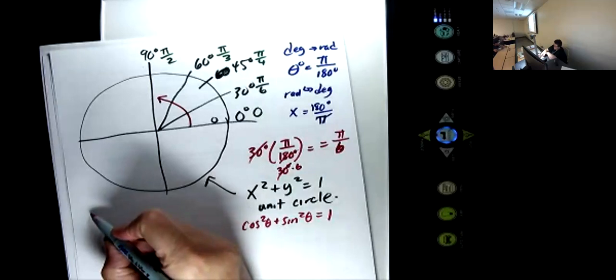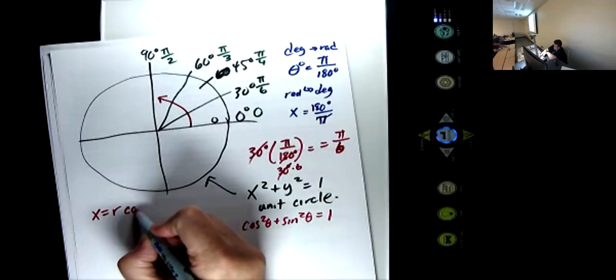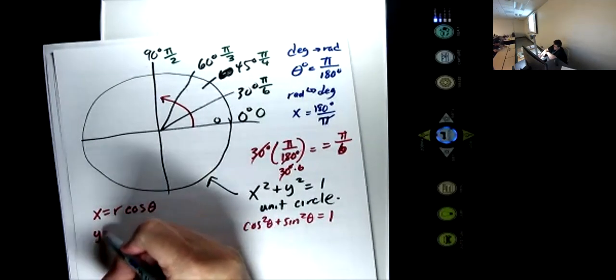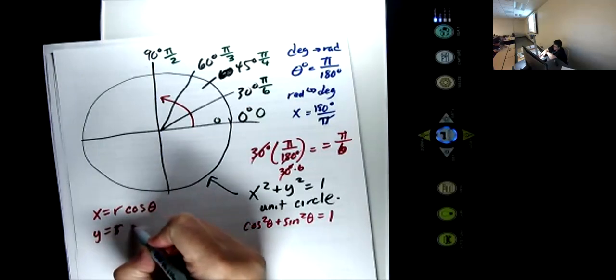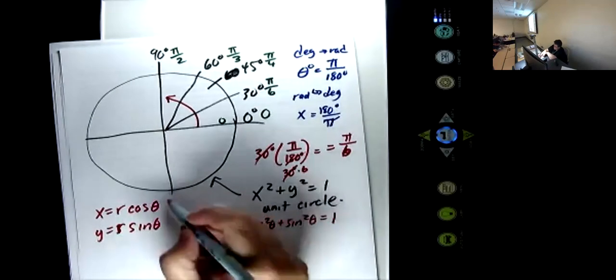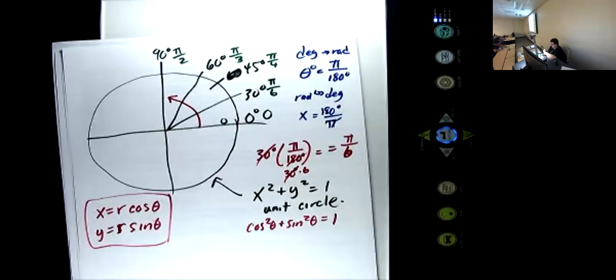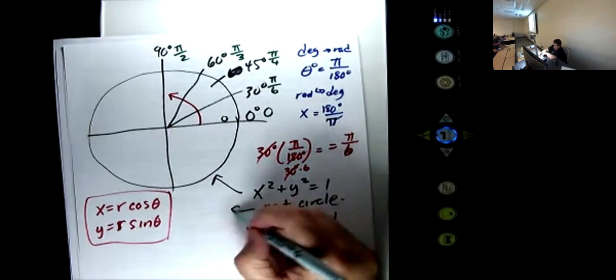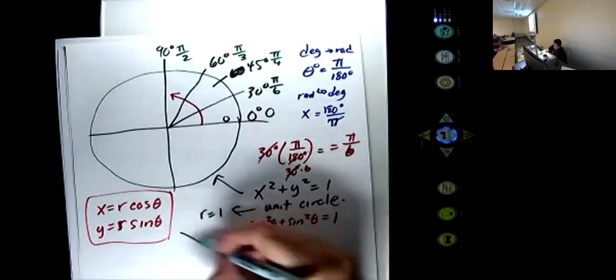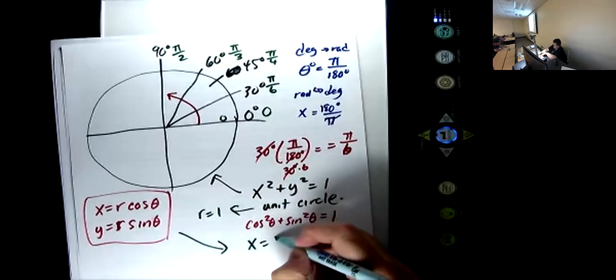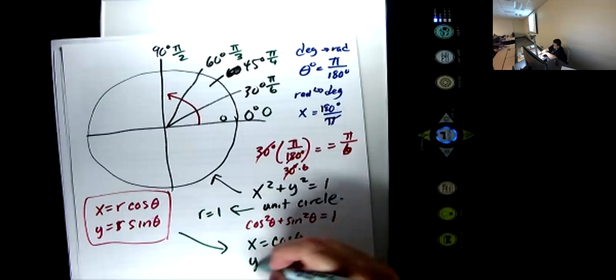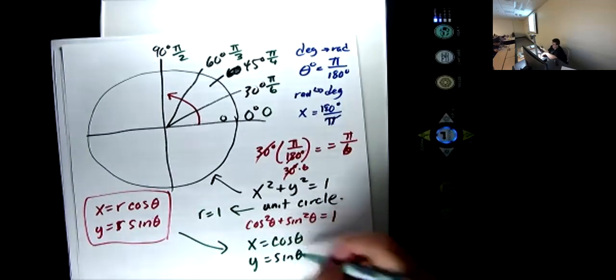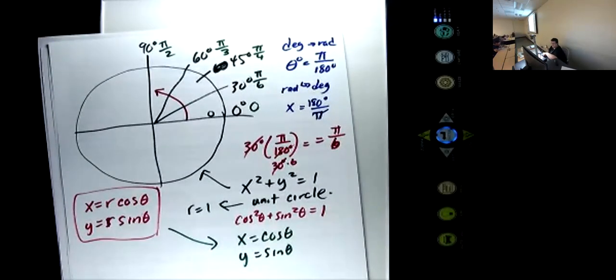Normally we have x equals r cosine theta and y equals r sine theta. That's the standard situation. For a unit circle, r equals 1, so this becomes x equals cosine theta and y equals sine theta. That's how we're getting the positions on that circle.